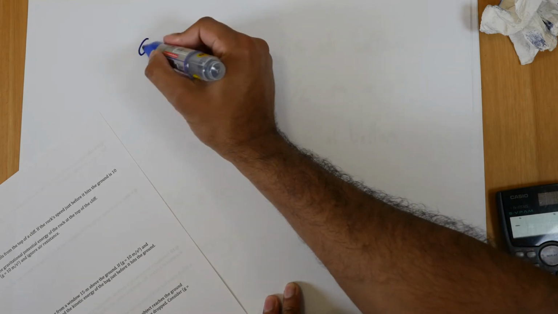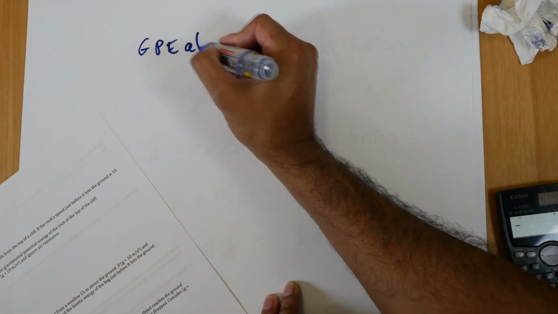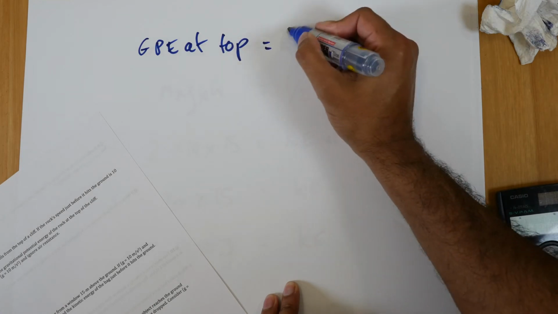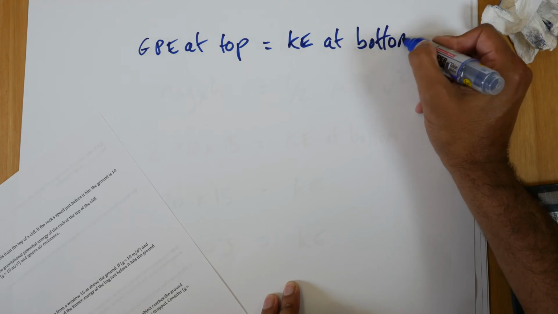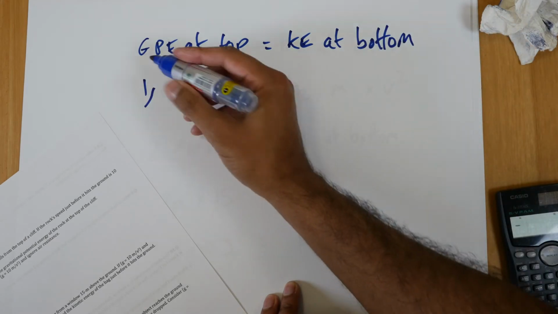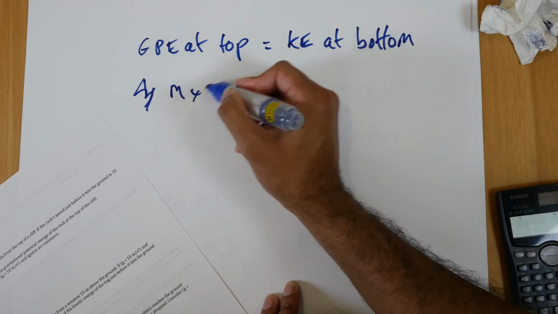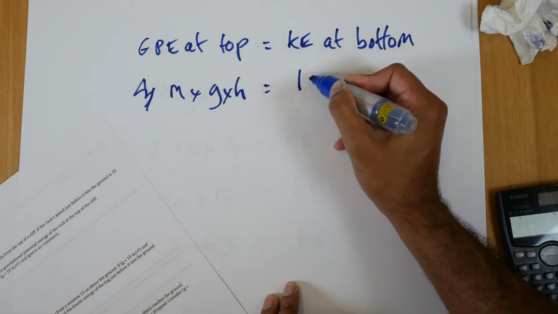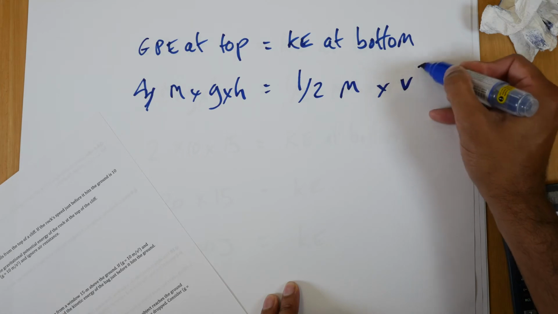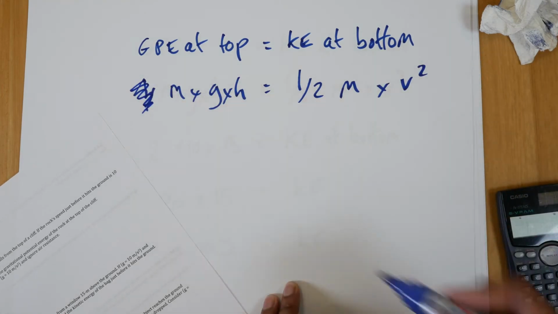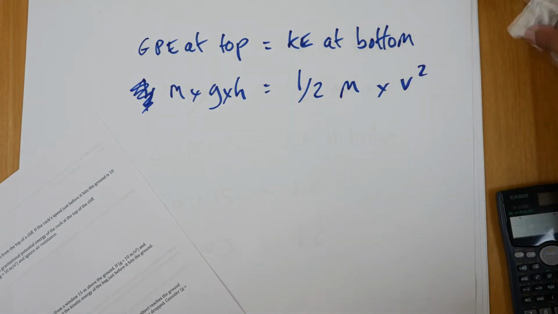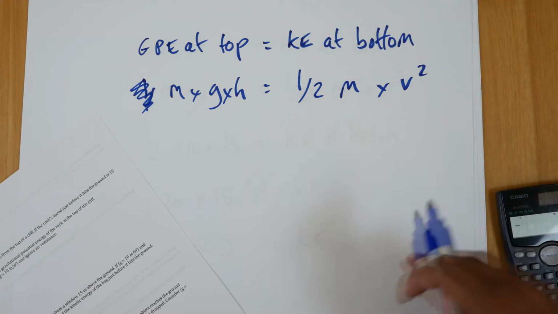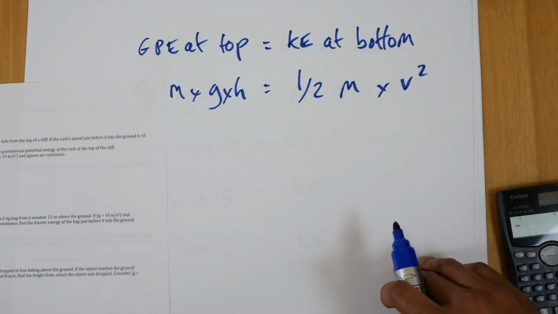Let's first of all start off with our equation. GPE at the top equals KE at the bottom. Okay? Half, oh my God, I'm making mistakes. M times G times H is equal to half M times V squared, okay? It's no big deal to make mistakes. Everyone makes mistakes. You just have to make sure you know how to correct it and learn from them.